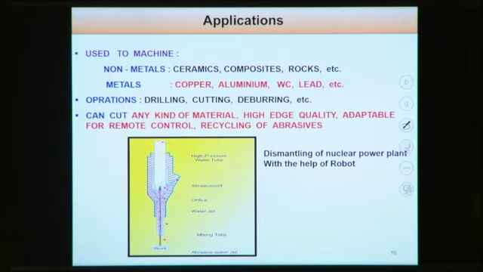Non-metals like ceramics, composites, and rocks can be machined by abrasive water jet machining. Metals like copper, aluminum, tungsten carbide, lead, etc. can also be cut. One thing we can remember here is that there is no fire hazard. This process can be used for making holes and drilling in mines, in coal mines.